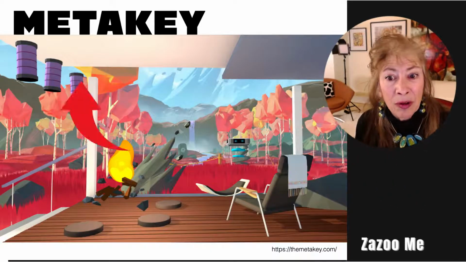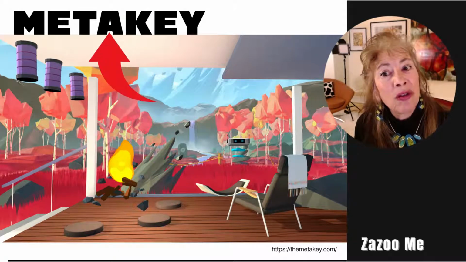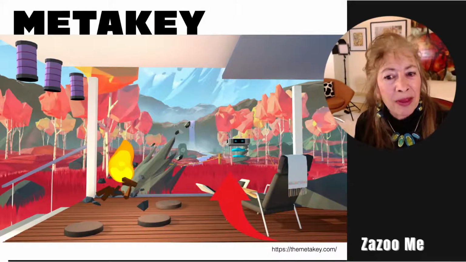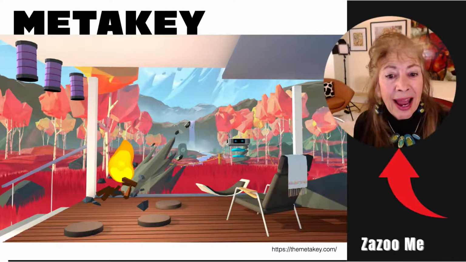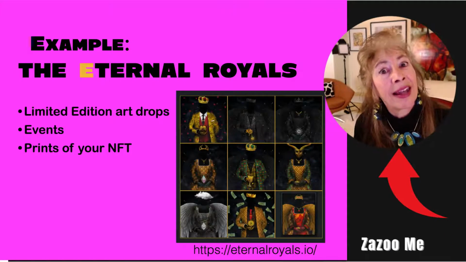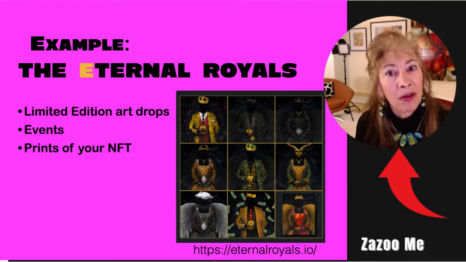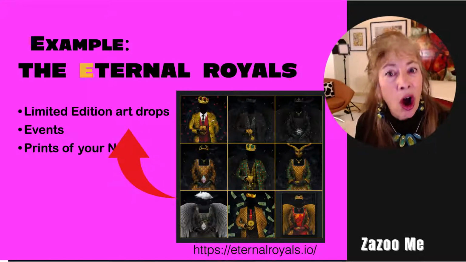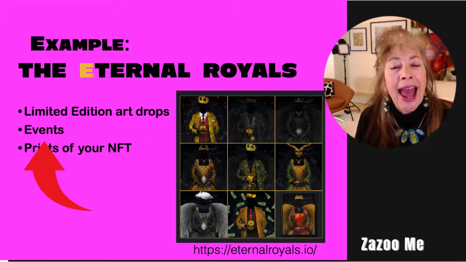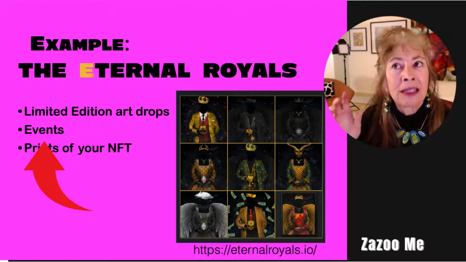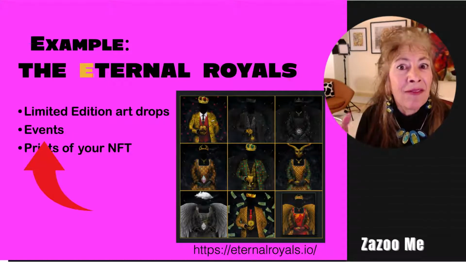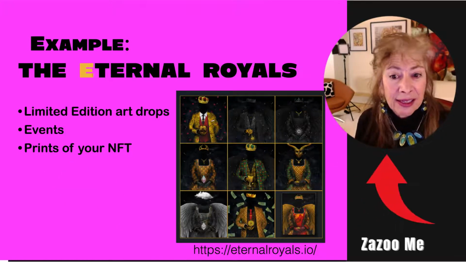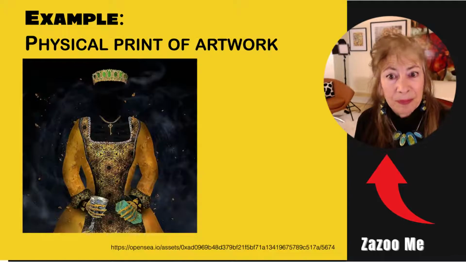So for example, here you can use your meta key in the metaverse in Decentraland and end up in this private space that no one else has access to unless you're a member. For example, another example, the Eternal Royals, they did a limited edition art collection and offered their fans NFTs that gave them access to private events and even physical prints, which looked like this.